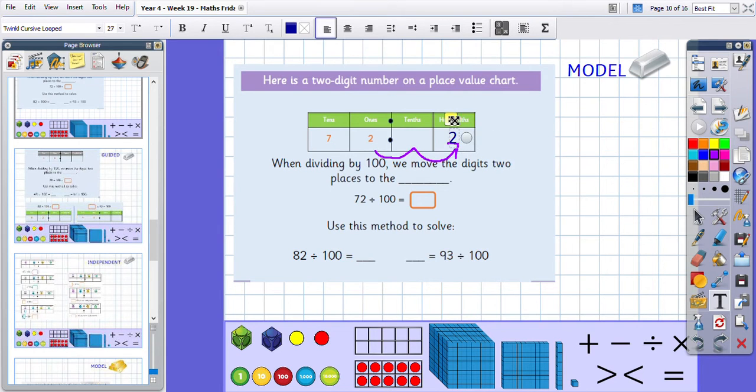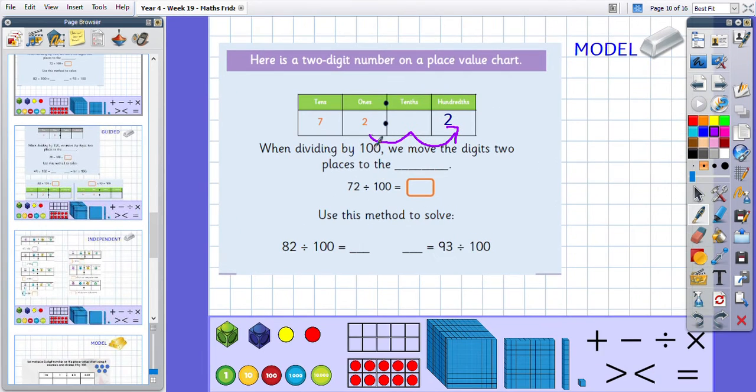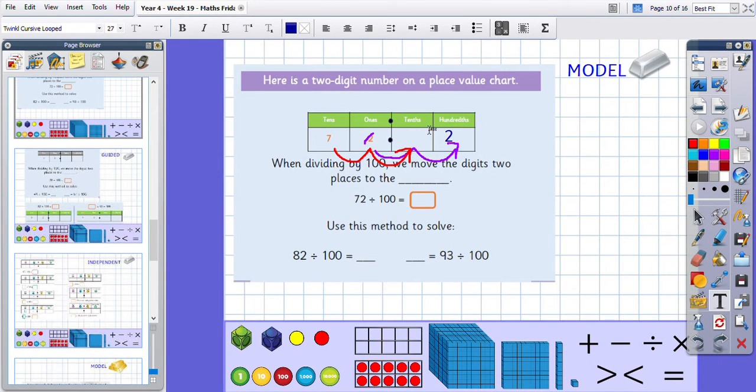So our 2 moves to our hundredths column. And our 7, 2 places to the right, would move to our tenths column. So our answer would be 0.72. Okay, so use this method to solve the 2 calculations underneath.